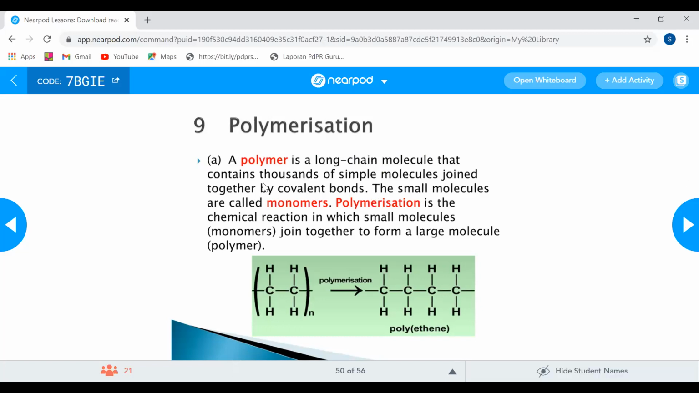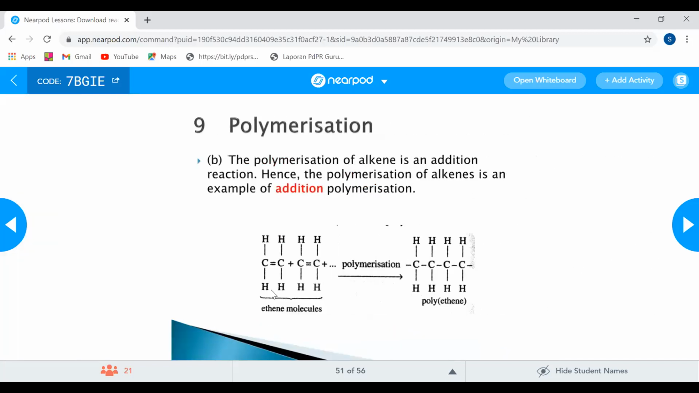Polymerization happens when I have 1,000 simple molecules, and these simple molecules are called monomers. Many monomers join together and undergo polymerization, and teacher will get a polymer. A monomer must always have a double bond. A polymer doesn't have a double bond. So we look at a simple example here. Teacher is using ethene molecules. Ethene is C2H4, correct?